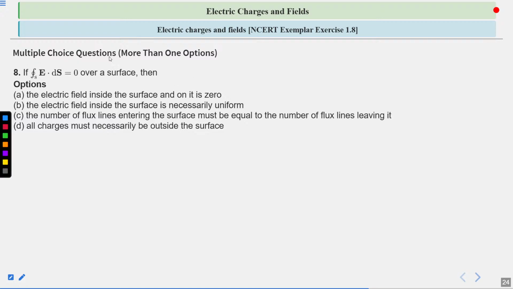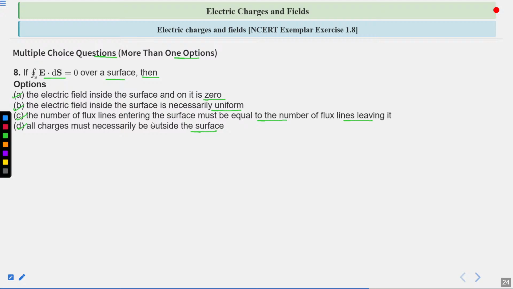This is a multiple choice question, with more than one option possible. The question is, if closed integration E dot ds is equal to 0 over a surface, in that case, option A, the electric field inside the surface and on it is 0. Option B, the electric field inside the surface is necessarily uniform. Option C, the number of flux lines entering the surface must be equal to the number of flux lines leaving it. And option D, all charges must necessarily be outside of the surface. So which one is correct?